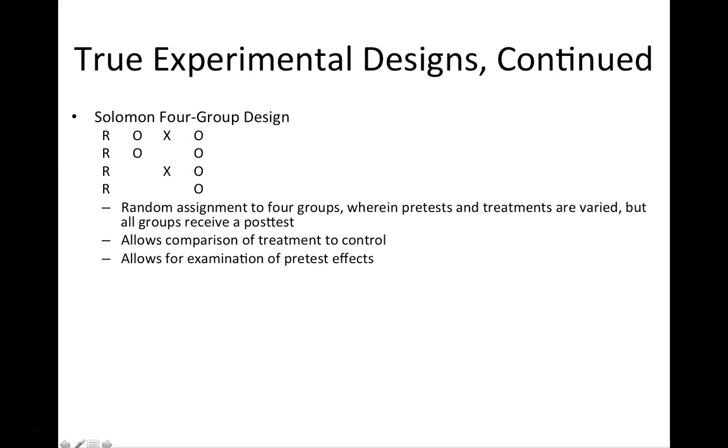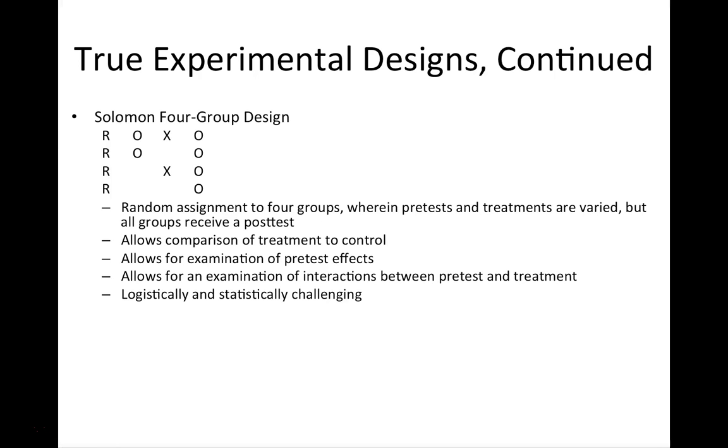So this is a fairly strong design. We can examine interactions between pretests and treatments. This can be logistically and statistically challenging. There are better and better statistical methods now, and so this isn't as statistically challenging as it perhaps used to be. This still can be somewhat logistically challenging. We have to have enough people in each group to be able to have enough power to examine effects. So this involves recruiting and enrolling a lot of people into our trial when maybe we wouldn't need nearly that many people to actually test the effects of some sort of intervention.